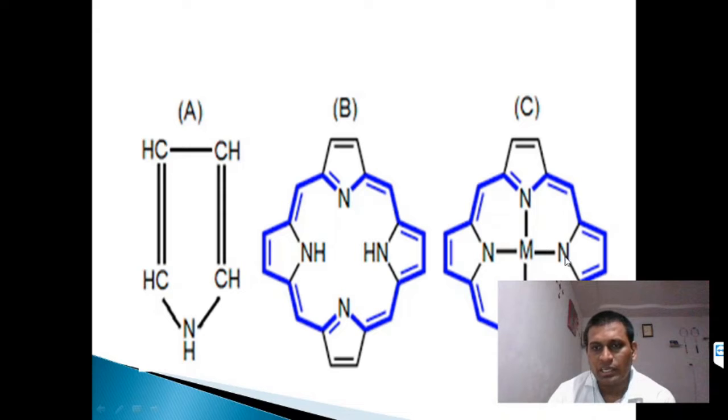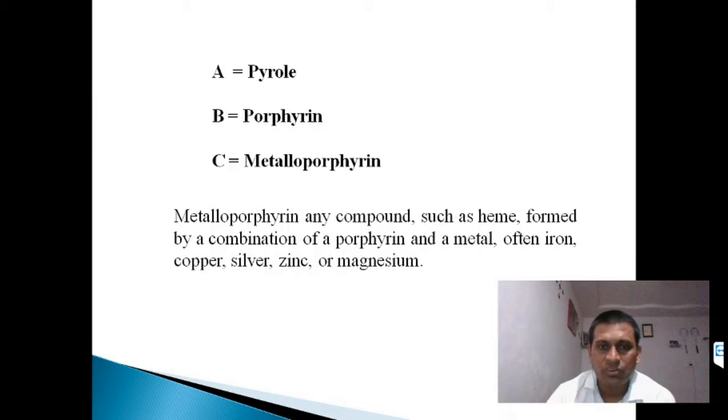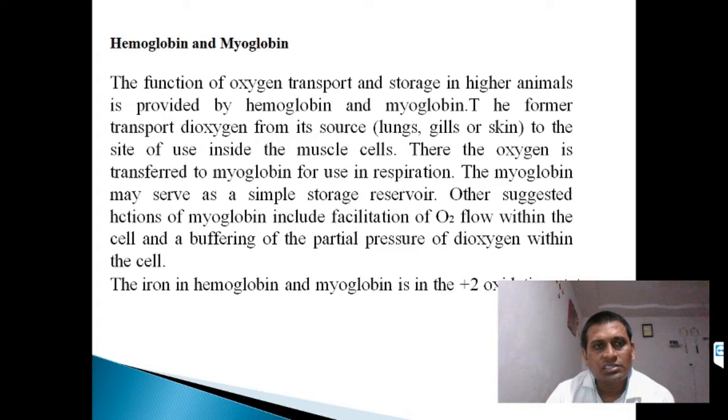The nitrogen atoms donate a lone pair of electrons to the metal and then form a metalloporphyrin structure. The metal is generally iron, magnesium, zinc; in chlorophyll it is magnesium. Here is hemoglobin: the iron atom is situated in the porphyrin ring and forms hemoglobin.